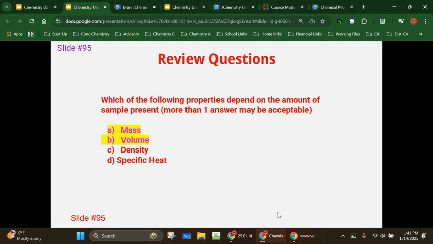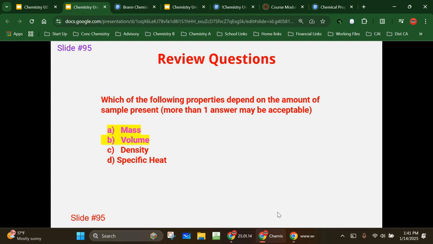This is the definition, ladies and gentlemen, of an extensive property. One of the types of properties you need to know on your test tomorrow. Extensive properties are properties that depend on the size of the sample. Mass depends on the size of the sample. Volume depends on the size of the sample. Density did not. We learned that in our lab.